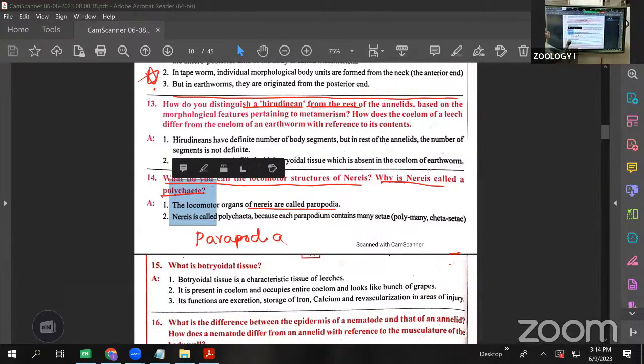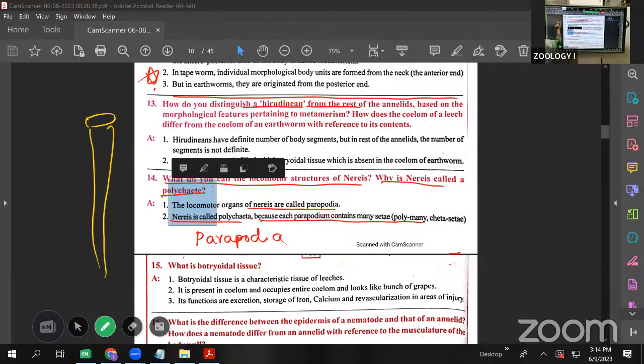The nereis is called a polychaeta. Why? Because each parapodium contains many setae. Clear? For example, see this one here. I'm drawing a rough diagram of the nereis like this. It has a number of segments. The leg-like structures that are present are called parapodia.